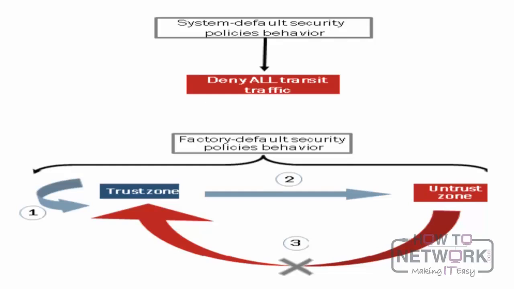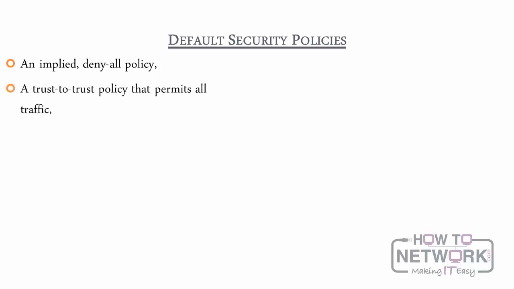Factory default security policies. The factory default template configuration file in Branch Security Platforms has 3 pre-configured security policies. Several implied or default security policies exist in the factory default configuration: an implied deny all policy, a trust-to-trust policy that permits all traffic, a trust-to-untrust policy that permits all traffic, and an untrust-to-trust policy that denies all traffic.